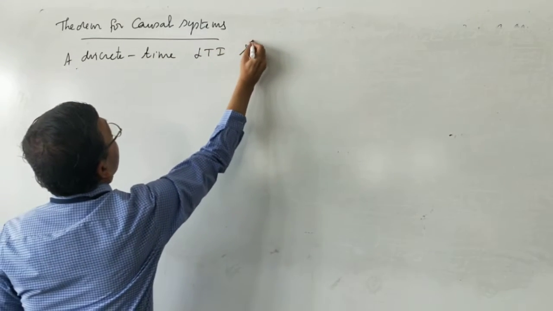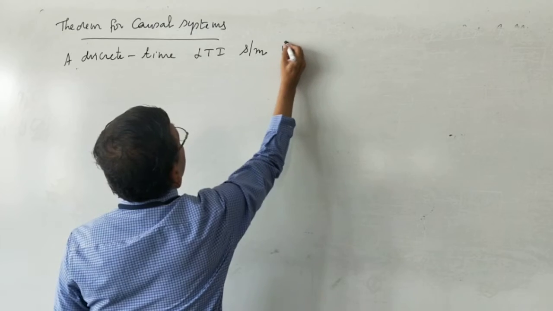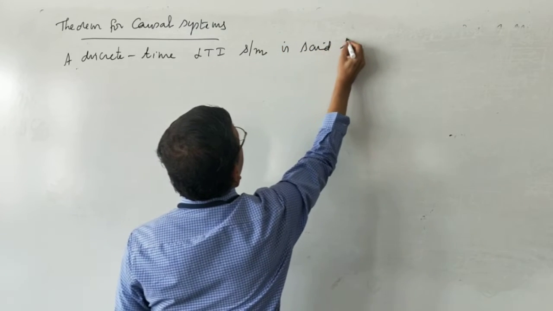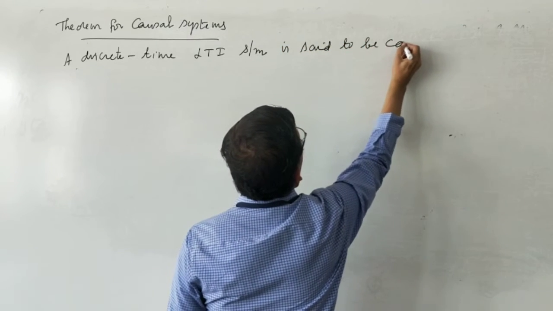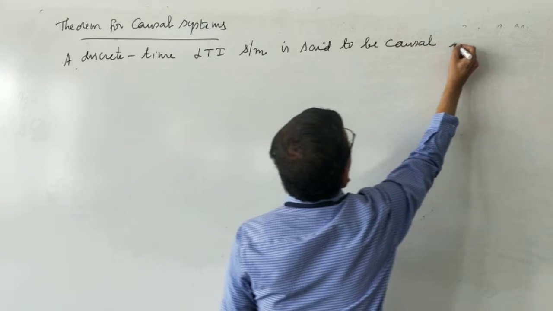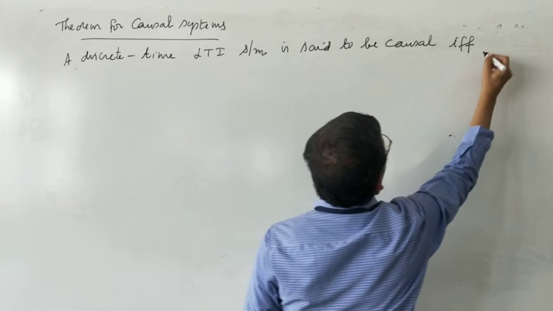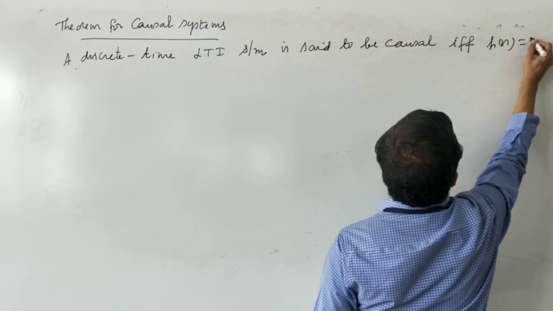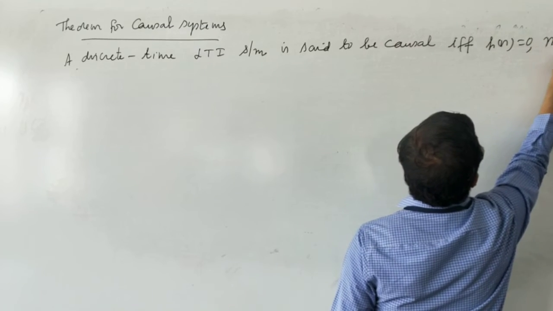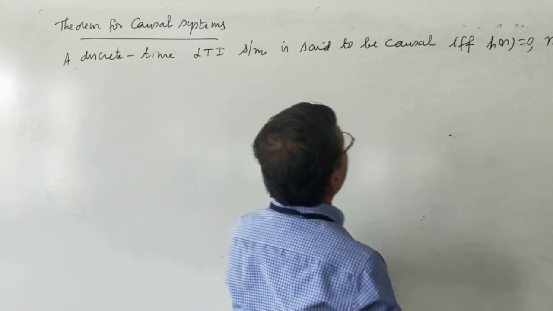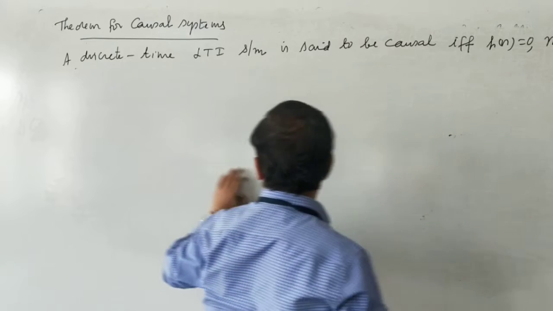LTI system is said to be causal if and only if h of n equals 0 for n less than 0. IFF means if and only if.